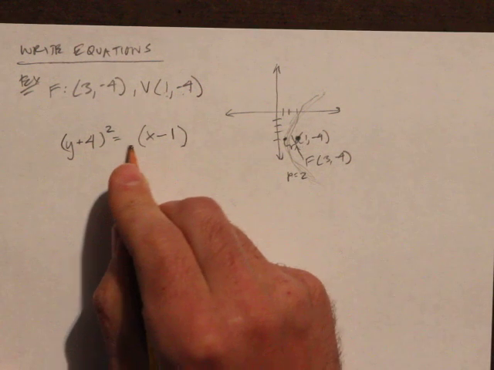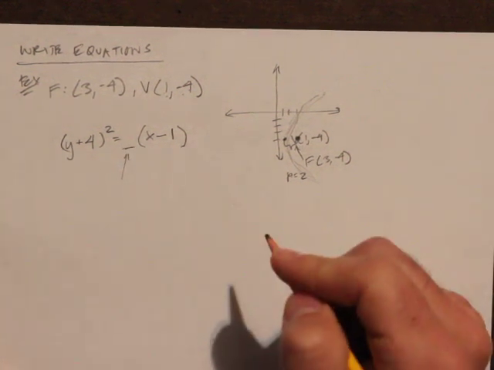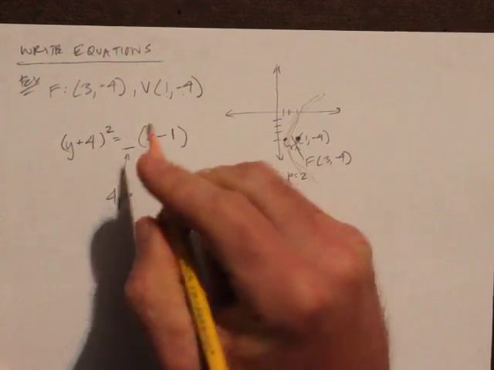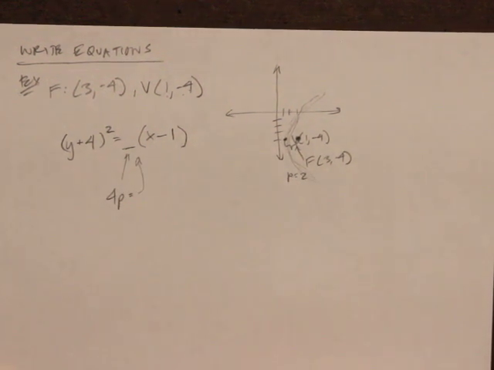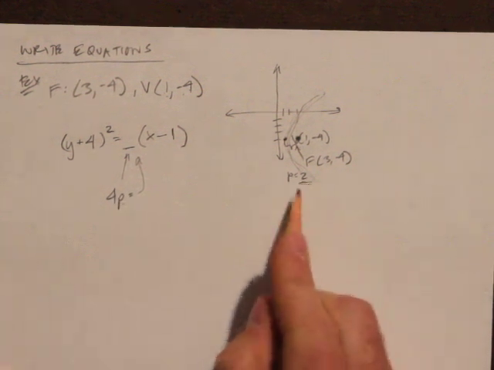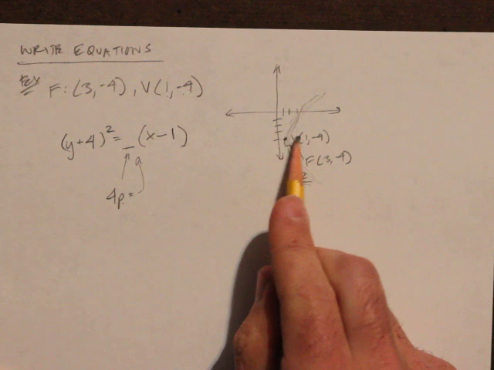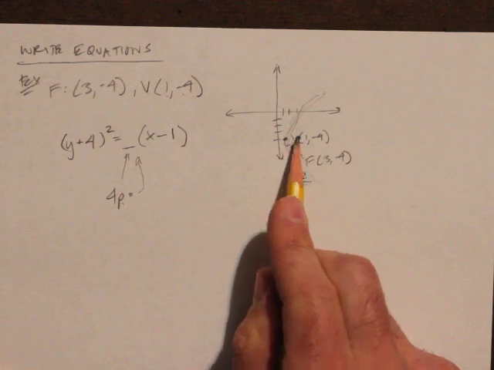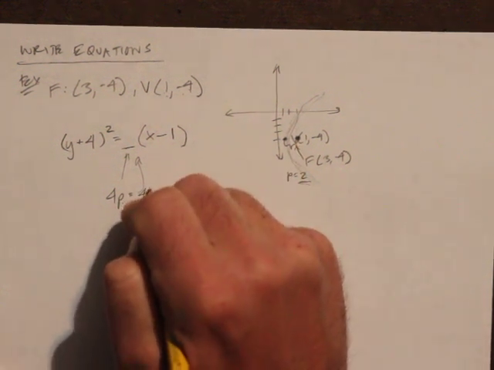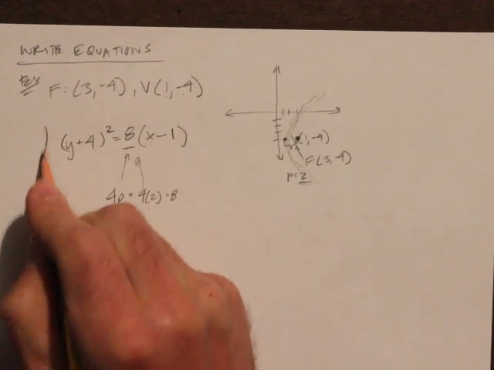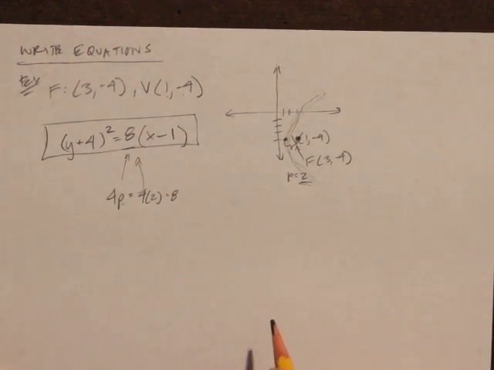Now I just need this value here. So remember, 4p equals what I put in that spot. P I've already found is 2. That's the difference between the focus and the vertex. The x value there, the difference in that x value is 2. So that means 4 times 2 equals 8. That's all there is to it.